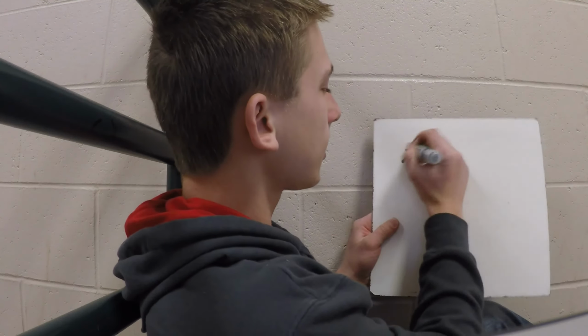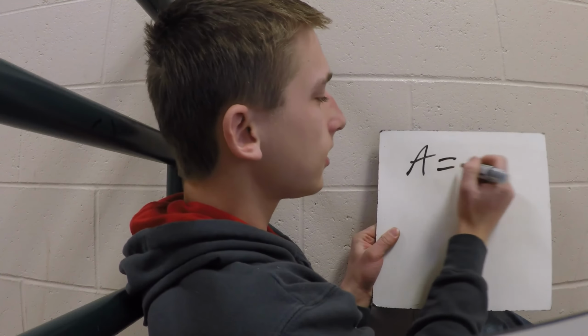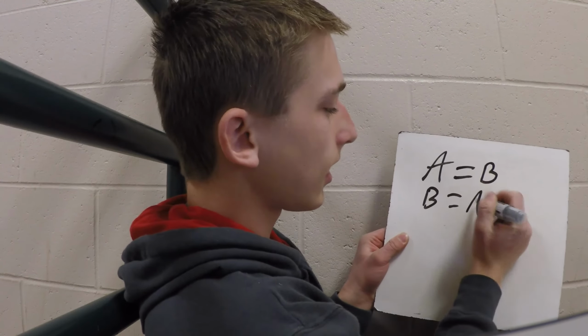So next, we move on to the reflexive property. A reflexive property is pretty much when A equals A. The symmetric property follows, which means that if A equals B, then B equals A.